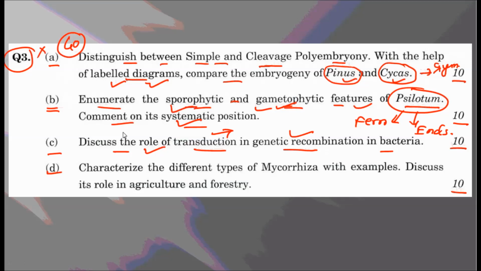The next question is: characterize the different types of mycorrhiza with example. Discuss the role in agriculture and forestry. As you know, mycorrhiza is the symbiotic association between fungus and plants. All right. So you should characterize the different types of mycorrhiza by giving suitable examples. Then you should discuss the role of this mycorrhiza in agriculture and forestry.